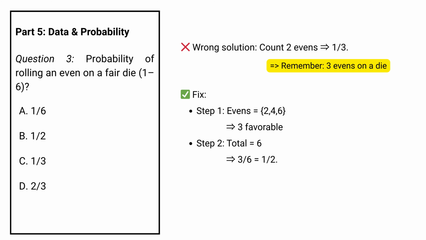Correct explanation. Step 1. The even numbers are 2, 4, and 6. That's 3 favorable outcomes. Step 2. The total possible outcomes on a die are 6. Step 3. 3 out of 6 simplifies to 1/2. The correct answer is B, 1/2.